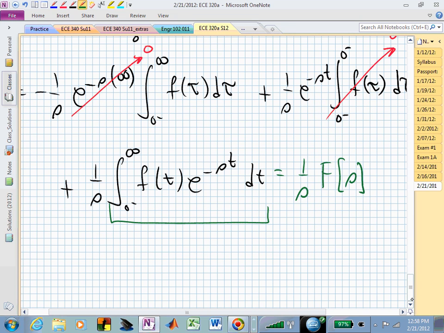Questions on that? Now if we have an integral differential equation, meaning a differential equation that has integrals and derivatives, we now know how to Laplace transform it. Take it from the time domain into the frequency domain, because we know how to transform integrals and we know how to transform derivatives. We can just keep stacking them up.